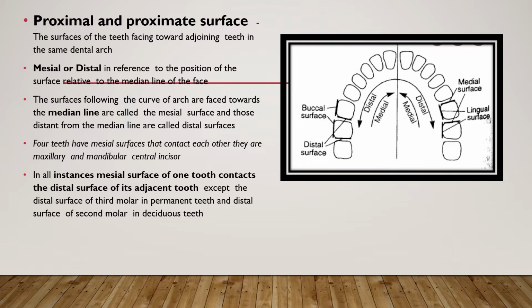Except these, in all other instances, the mesial surface of one tooth comes in contact with the distal surface of an adjacent tooth, except the distal surface of the third molar in permanent teeth and the distal surface of the second molar in the deciduous teeth, because there is no other tooth present behind them in the oral cavity.